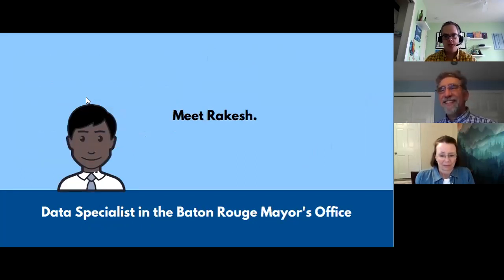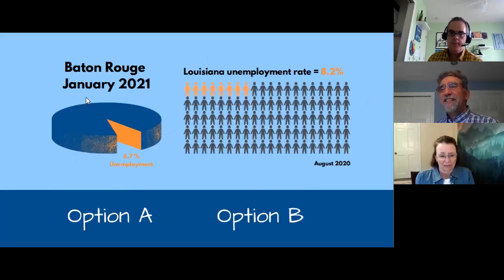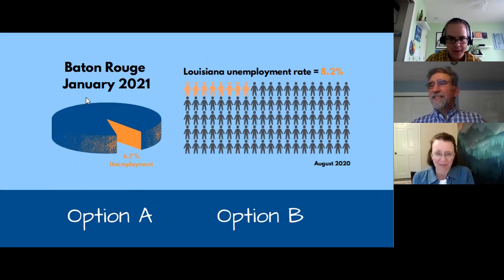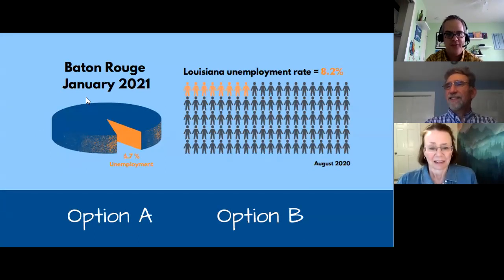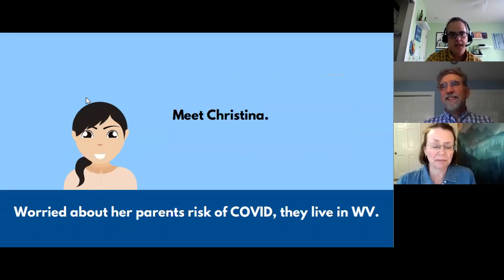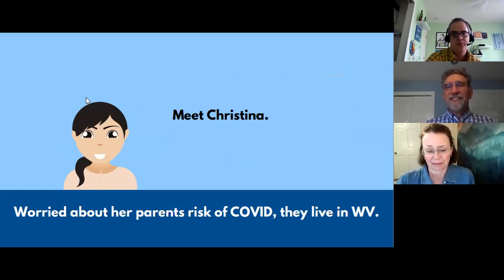All right, now let's meet Rakesh. Rakesh is a data specialist in the Baton Rouge mayor's office. The last time everybody said B, but on the left we have Baton Rouge from January of 2021, so it's recent data. On the right we have Louisiana's unemployment rate from August of 2020, so it's mid last year. Well, A, exactly, the cheddar graph takes it on this one. We might want to dive into that a little bit more. Exactly, maybe B would be useful to know Louisiana in total.